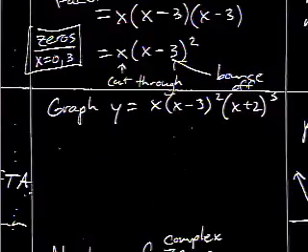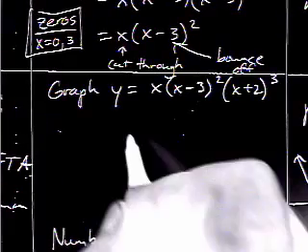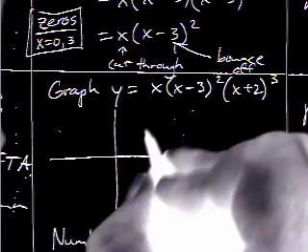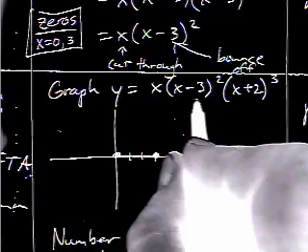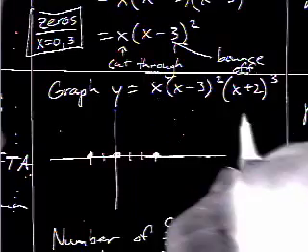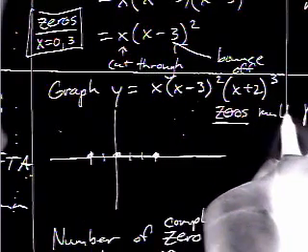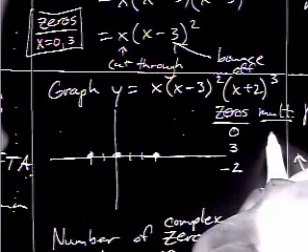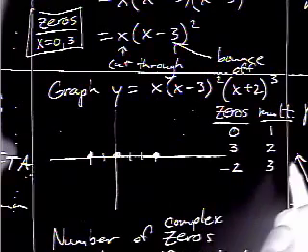What about this? Graph this thing. Well, I'll go through the same process I did just a little bit ago. So let's see if we can figure this out. I've got zeros at 0, at 3, and at negative 2. And just for fun I'll put down their multiplicities: 0, 3, and negative 2, with multiplicity 1, multiplicity 2, multiplicity 3.